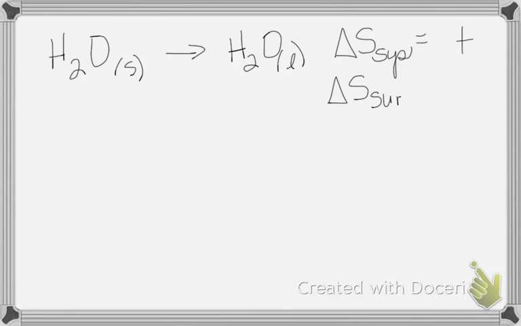What do we know about the surroundings? Well, in order for ice to melt, don't we know that it has to absorb heat? So then doesn't that mean that the surroundings are cooling off? And if the surroundings are cooling off, that means they're becoming more ordered, so the delta S of the surroundings is going to be negative for that process. Okay? And we know that would be spontaneous.